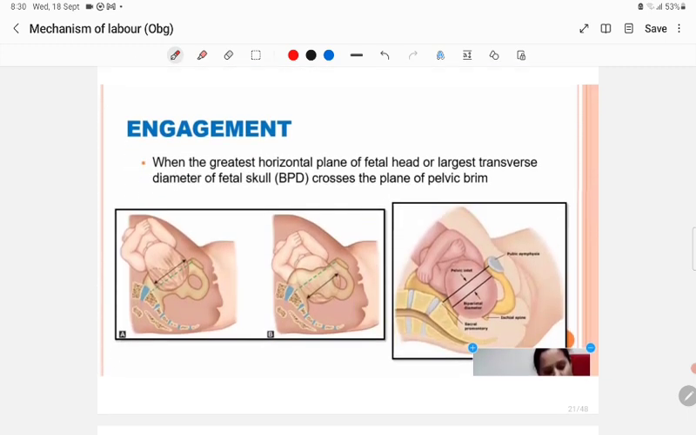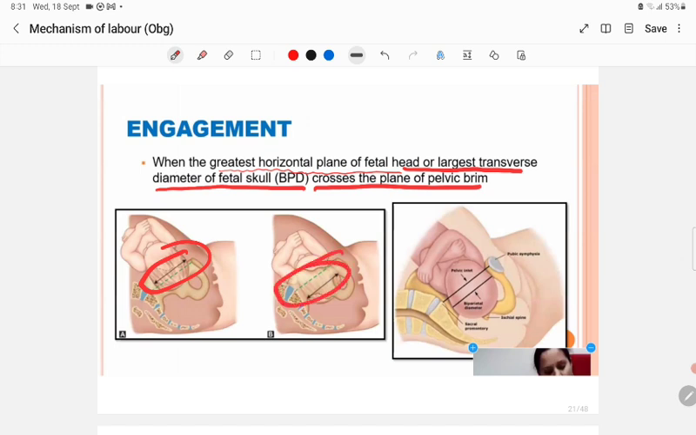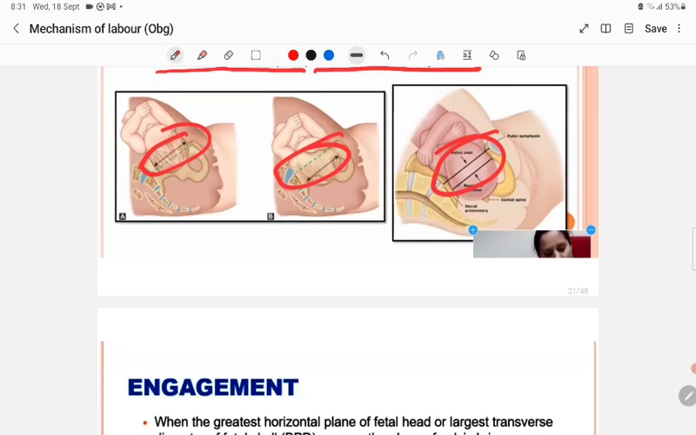Okay, then what is engagement? When the greatest horizontal diameter of the fetal head, or the largest transverse diameter of the fetal skull, that is the biparietal diameter, crosses the plane of the pelvic brim, it is called engagement. When this biparietal diameter crosses the pelvic brim, it is called engagement.